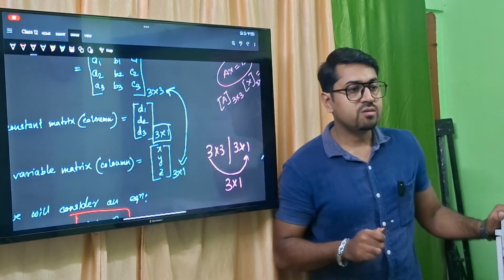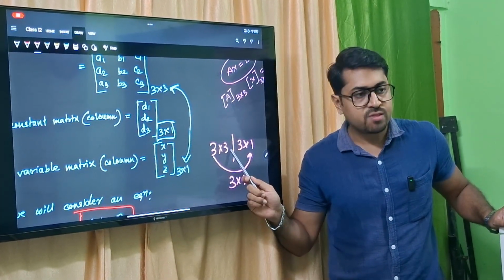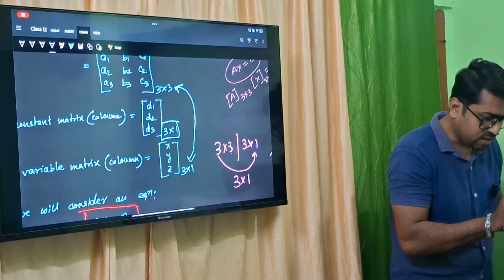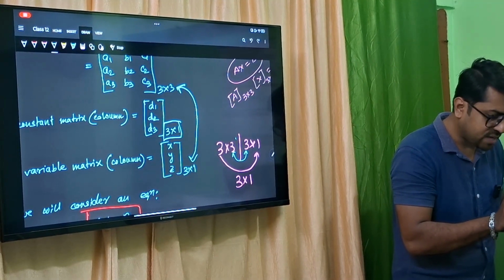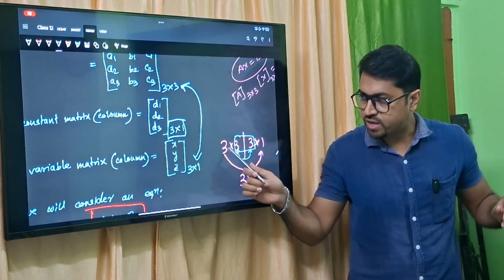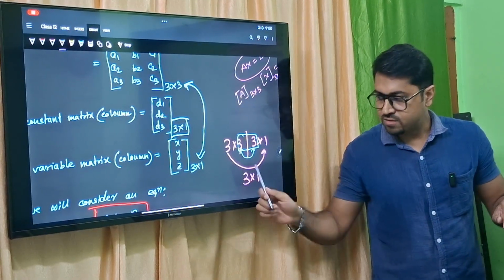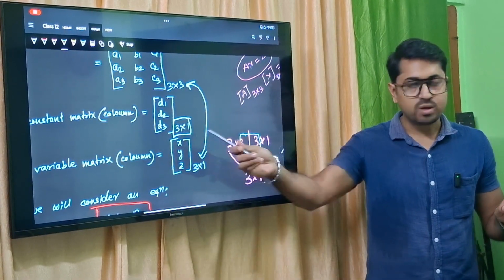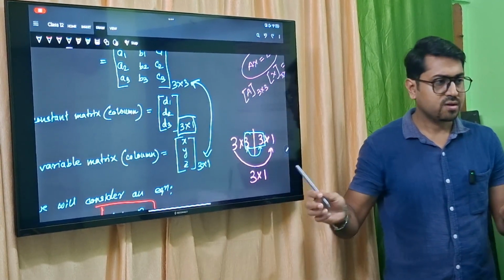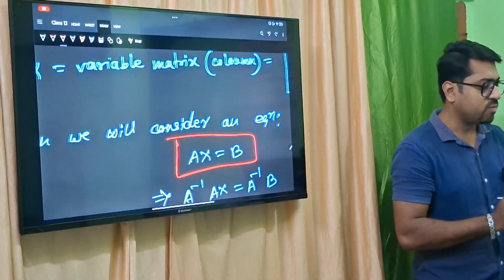What is the rule of multiplication, do you remember? The column of the first matrix should be equal to the row of the second matrix. That means a smiley should be created like that, a smiley like this. So if it creates that, then that means these are the common elements. Common elements you will not take. Then 3 cross, and if you discard this, 3 cross 1 will be the order of the new matrix, correct? And this 3 cross 1 means the constant matrix is 3 cross 1. That is why we have to take 3 cross 1 as an order, so that it will get multiplied with 3 cross 3 to get 3 cross 1. Clear?